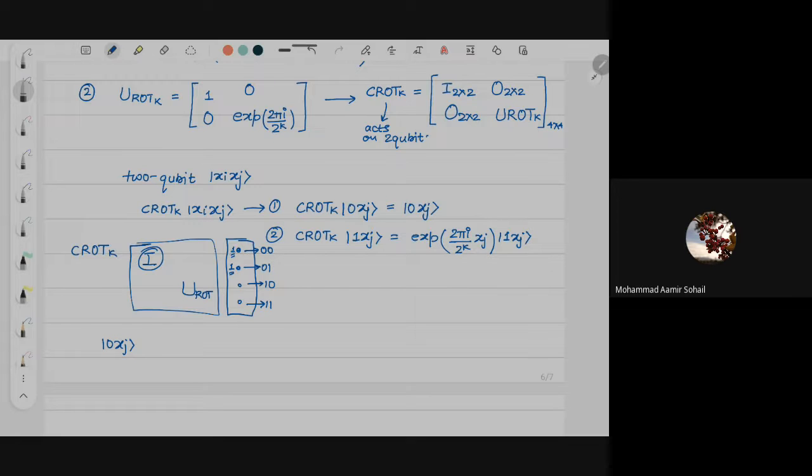But let's say we have the other thing, 1 xj. So either of these two will be 1. Then I will act on the first two parts, which is 0, so there is no action of the I, but U rotation will act on this one. And then we will have here this 1 or 0. So if we have xj as 0, then we are simply left with 1, 0, because the first diagonal element of the U is 1. But if we have both as 1, then we are left with 2 pi i by 2 raised to k. So this is the action of this controlled rotation.